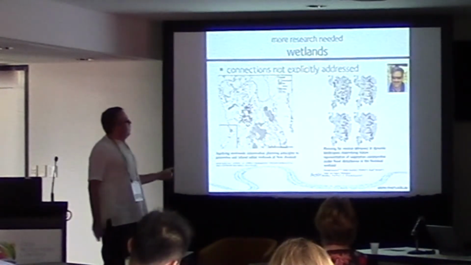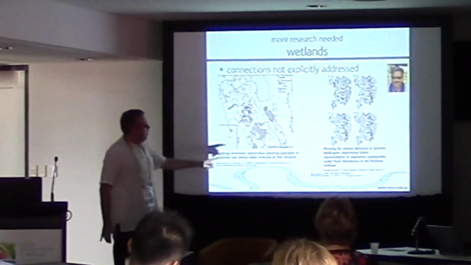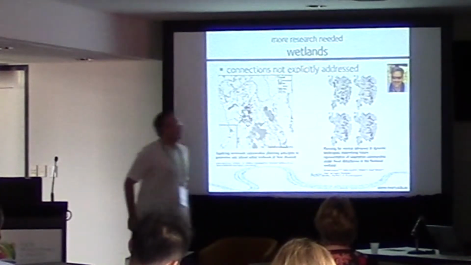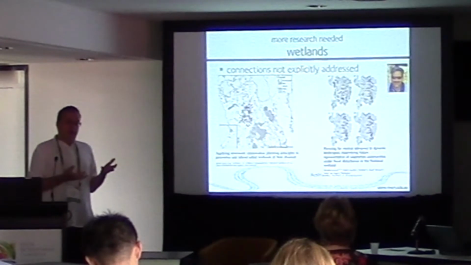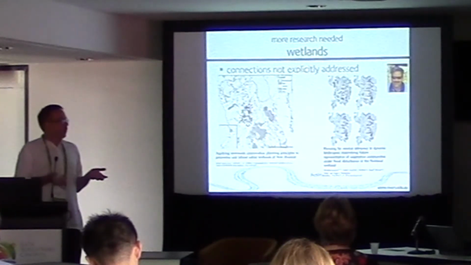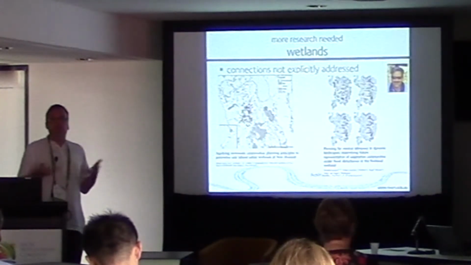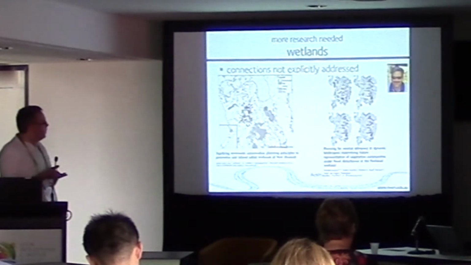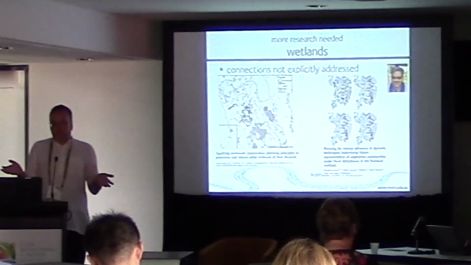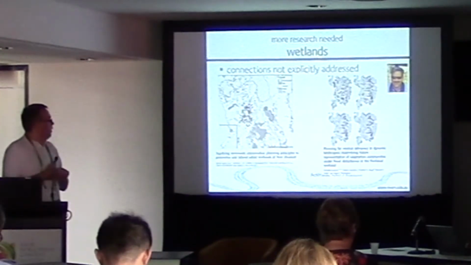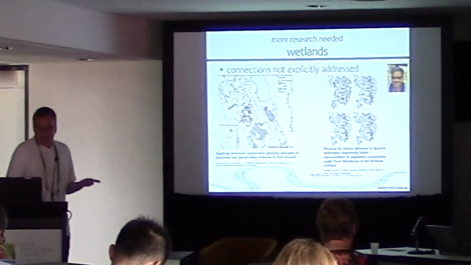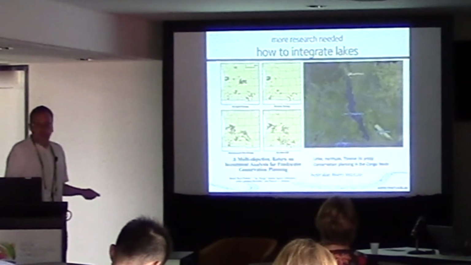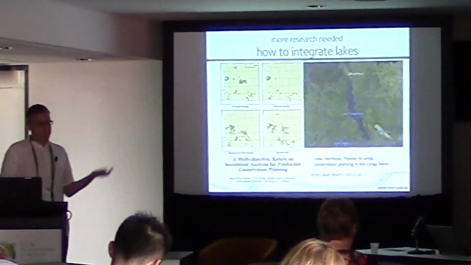But it's problematic because none of them, if you look at these Pantanal examples, really use the spatial context of the wetlands, so the wetland connectivity and the wetting drying cycle. The spatial aspects are really not explicitly addressed, so that's definitely something that all of us planners need to work on badly. How to integrate lakes.